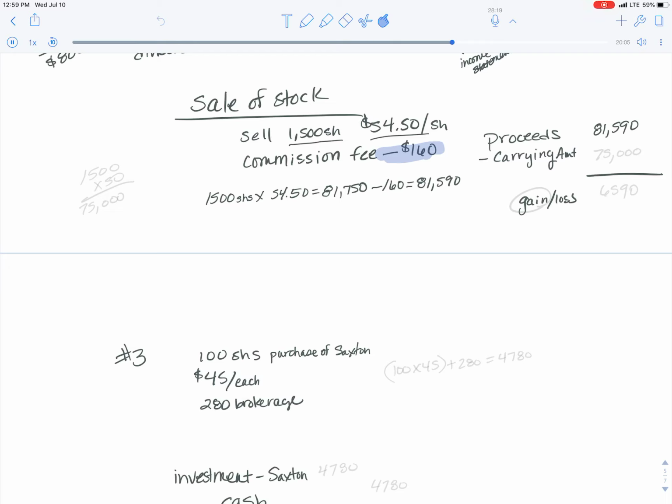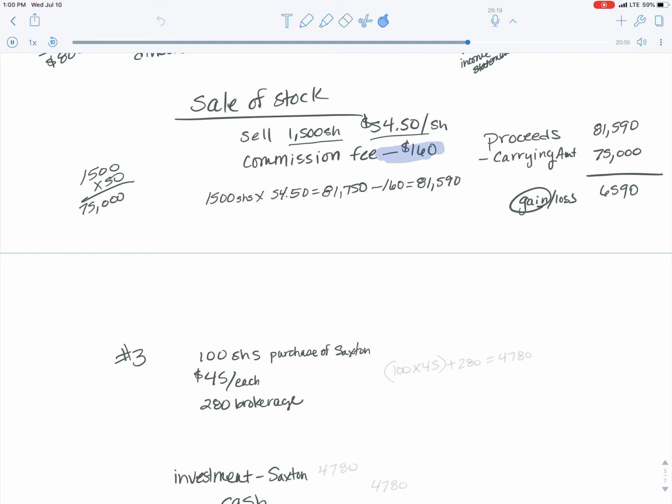Okay? And then our carrying amount is not that $100,000. That's because that $100,000 is actually for 2,000 shares. So here we figured out with the commission, we paid $50 per share for all 2,000. So if we're going to only sell 1,500, then 1,500 times 50 is $75,000. So that's our carrying amount because we still own 500 shares, which is that other $25,000. So the proceeds of 81,590 minus the 75,000 is going to be a gain of $6,590.